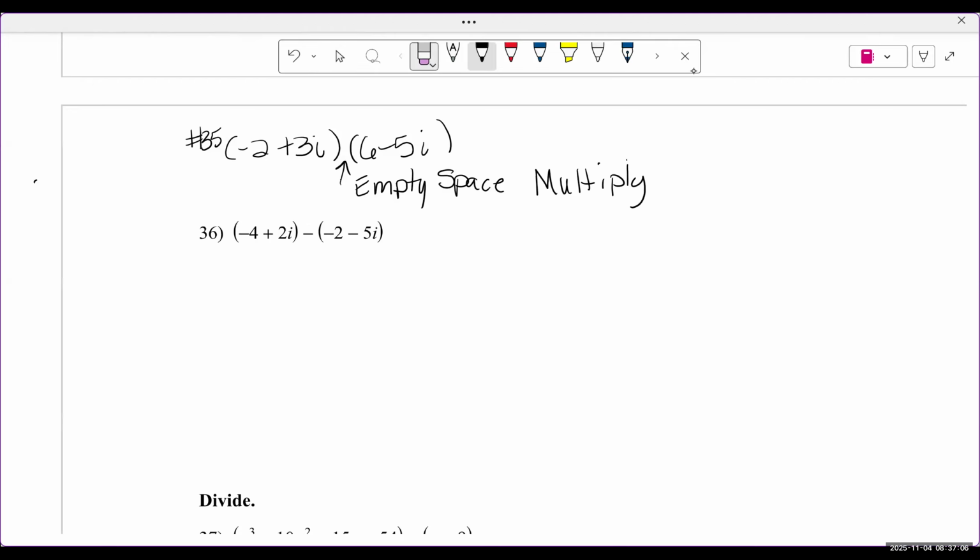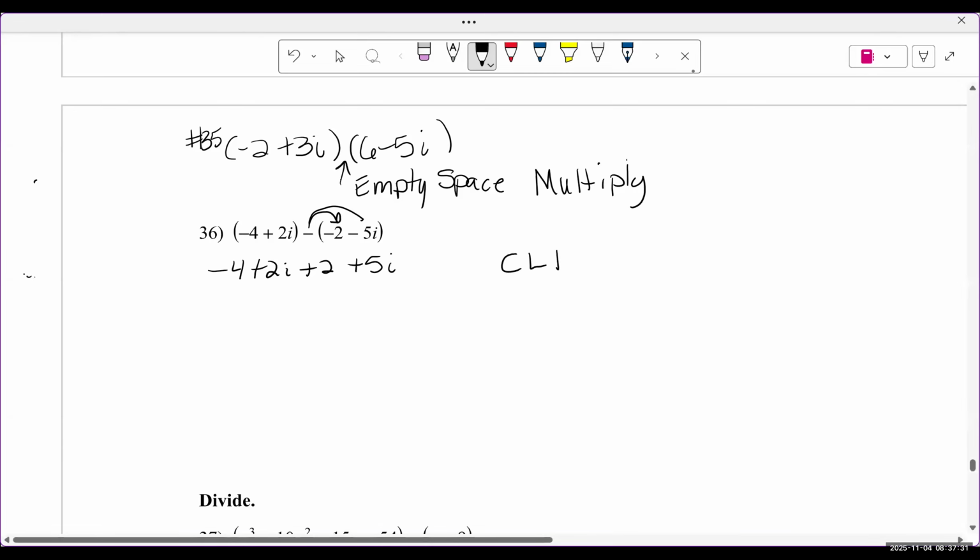So in this case, when there's a minus, so we're going to have -4 plus 2i, we need to distribute. So that's going to change both signs. +2 plus 5i. Because there is not an empty space in between, we are not making a box. We are combining like terms. So we have -2 plus 7i.